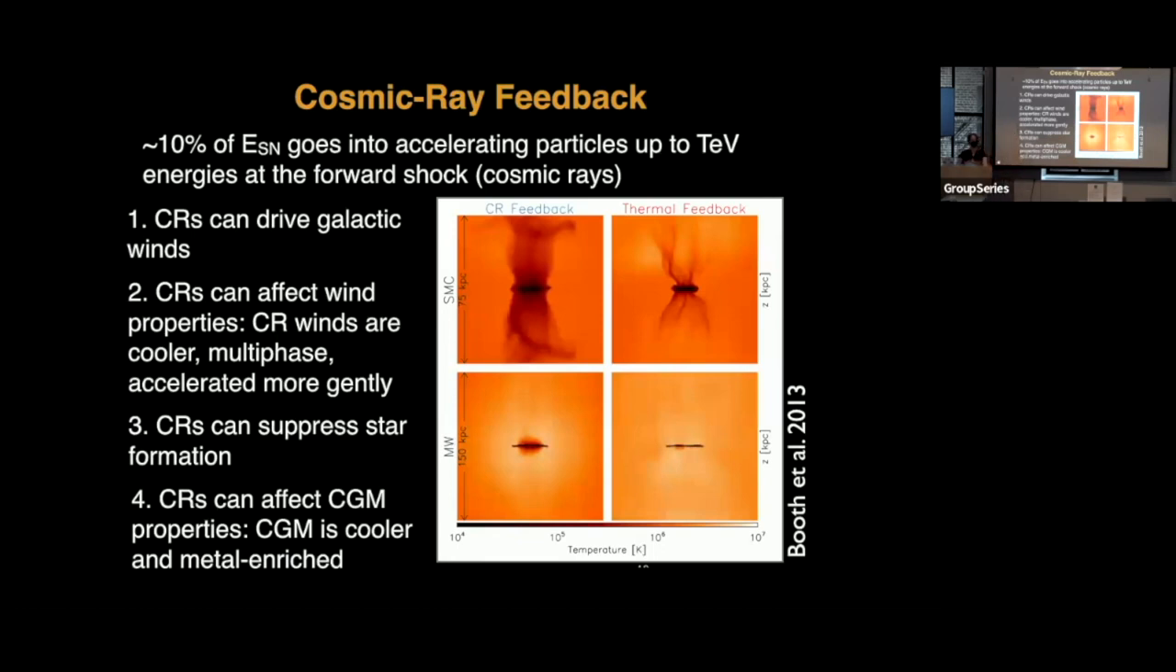So cosmic rays can drive galactic winds. They affect the properties of the winds, so these are going to be cooler, more multi-phase, and accelerated more gently. Cosmic rays in the disk of the galaxy can suppress star formation. And on larger scales, they also influence the CGM properties. You end up with a cooler CGM that is more metal enriched.